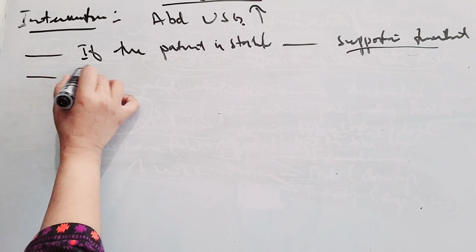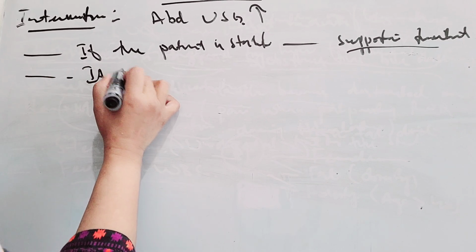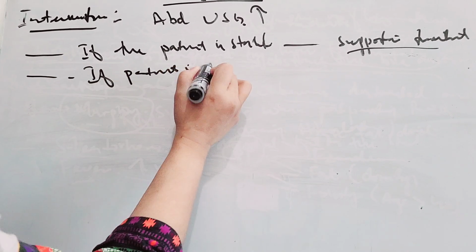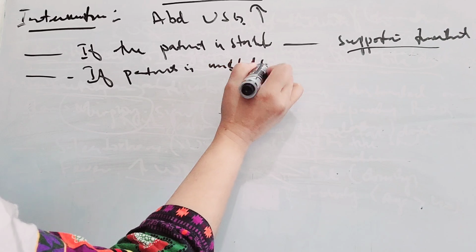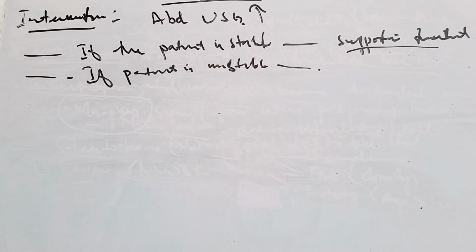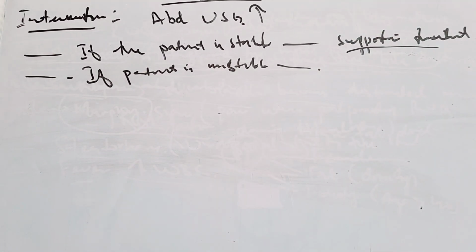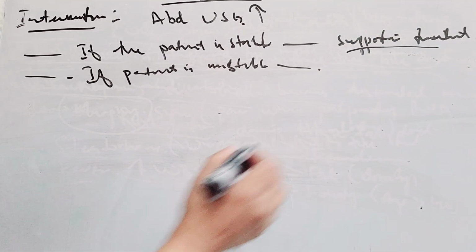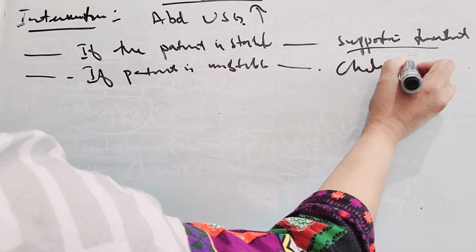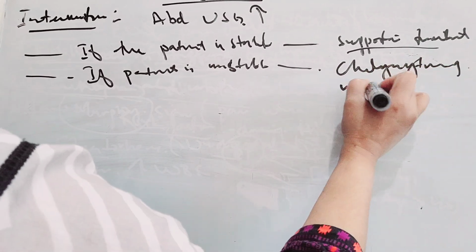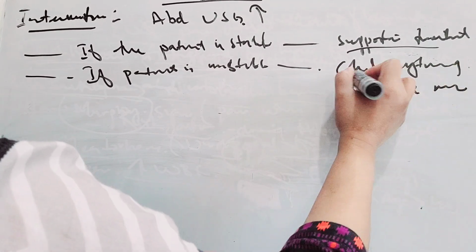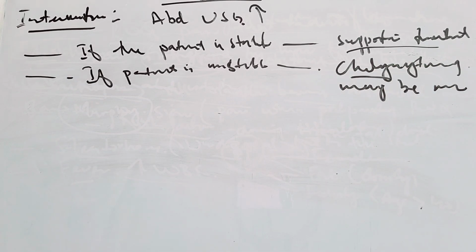But if the patient is unstable, what do we have to do? If the patient is unstable and the supportive treatment has failed, a cholecystectomy may be required. What is cholecystectomy? Removal of the gallbladder.